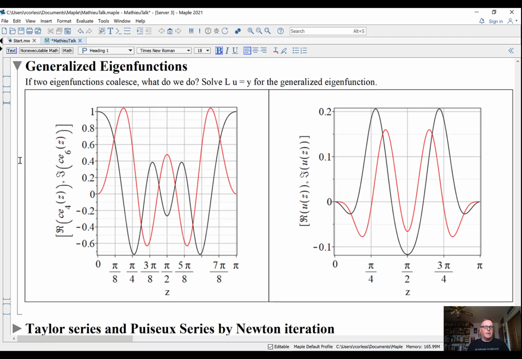And so here's an example where CE4 and CE6 merge. And here on the right, you see the generalized eigenfunction. You see, it doesn't disturb things at the boundaries. At 0 and pi, it has 0 influence. But in between, there's actually appreciable content. And so you actually need these functions.